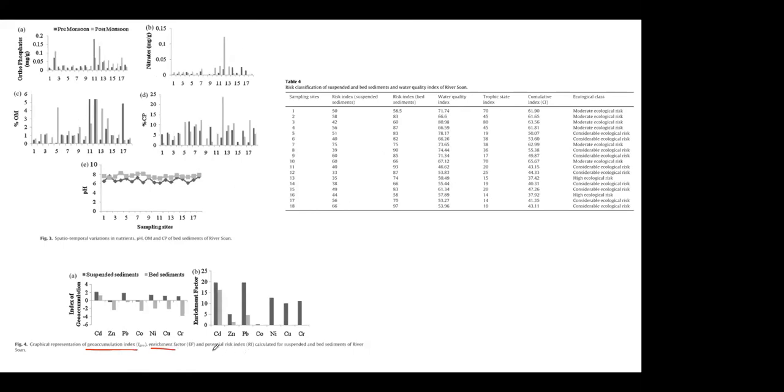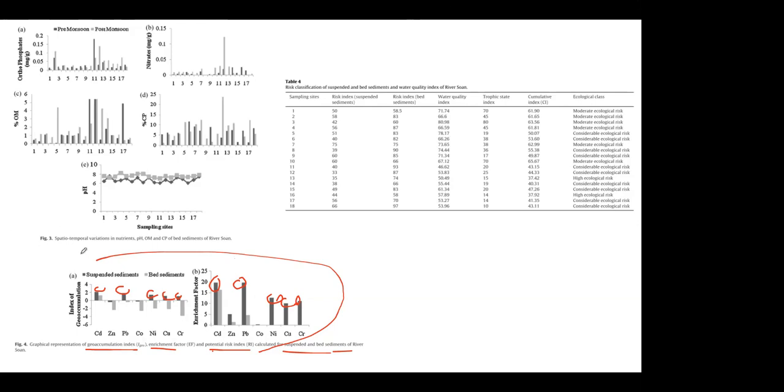So this is another graphical representation of the geo-accumulation index, enrichment factor, and potential risk index for suspended and the bed sediments. And you can see here that this comparison revealed that cadmium, lead, nickel, copper, and chromium showed higher values of the index of geo-accumulation. Similarly, cadmium, lead, nickel, copper, and chromium showed higher enrichment factors, suggesting that the enrichment of these metals was higher in the sediments of the river zones.